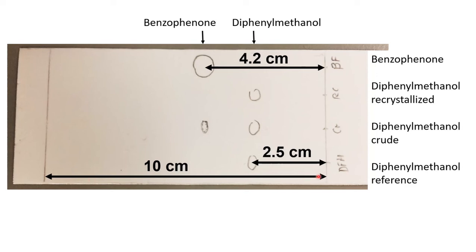So on here I've included some indication of the approximate lengths that you would have been able to measure, so you can now use this to calculate your RF values, and you can then carry on and finish the questions that are asked in the worksheet.